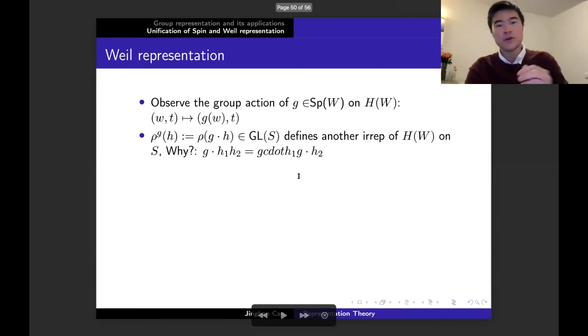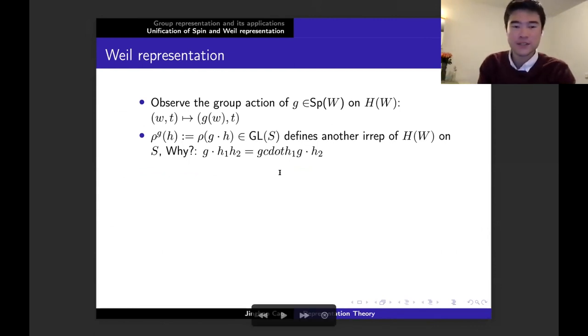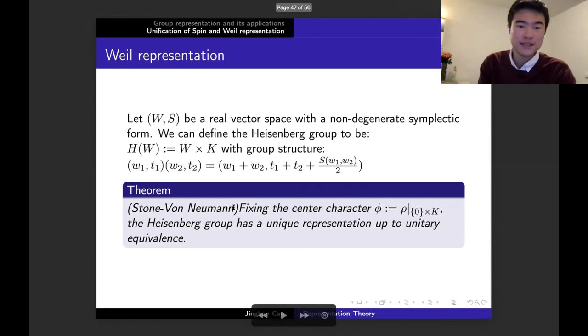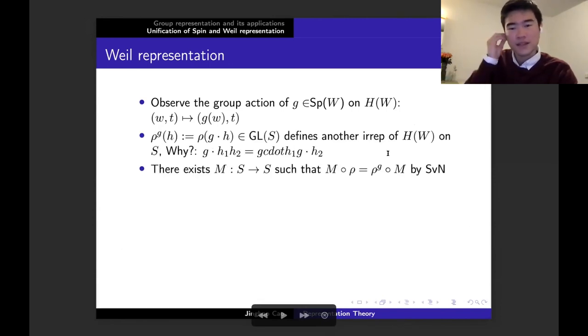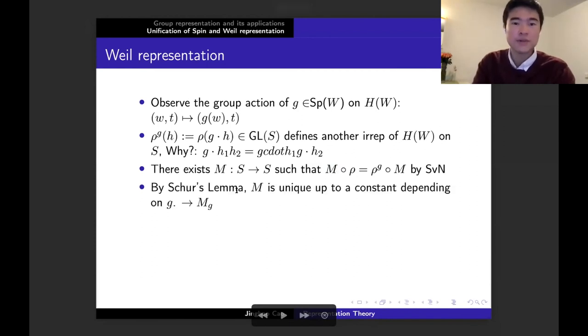Okay, so we have another representation, but the Stone-von Neumann theorem says that we can only have one, right? Because it's a theorem, these two representations we just defined have to be equivalent. Equivalent means that we can find M which intertwines these two representations. So basically that's just like a basis transformation matrix, so to speak, for the equivalence. And then by Schur's lemma, M has to be unique up to a constant because it intertwines irreducible representations.